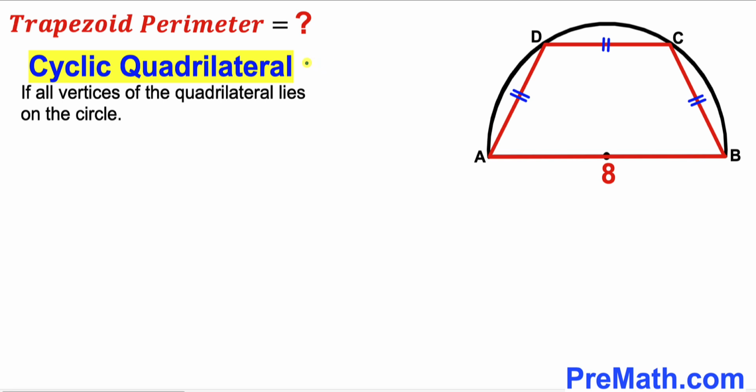And now let's recall the definition of a cyclic quadrilateral. If all the vertices of the quadrilateral lie on the very same circle, and we can see all these points A, B, C, and D lie on the very same semicircle. So no wonder this trapezoid is a cyclic quadrilateral.